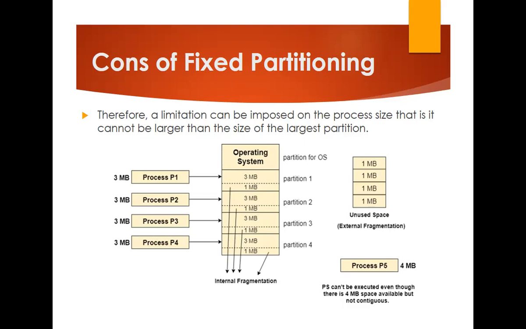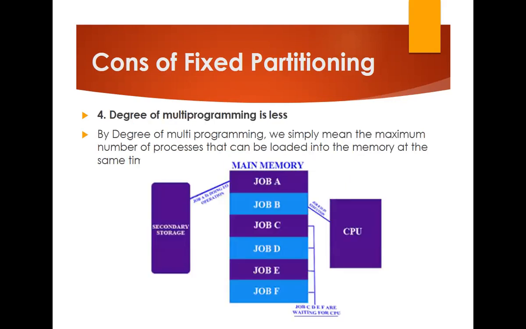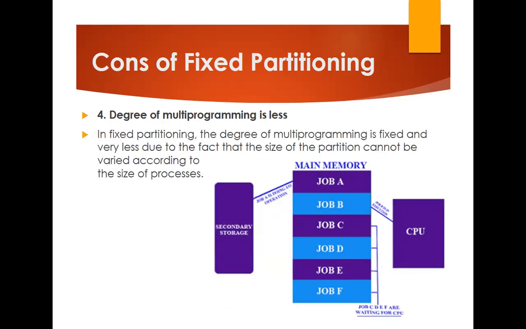So the degree of multiprogramming is increasing, and also the utilization of the CPU will increase. So it also affects the utilization of the CPU. They want to solve it because of this reason. I hope you understood why it is affecting the degree of multiprogramming. With the same memory, we can put more processes.